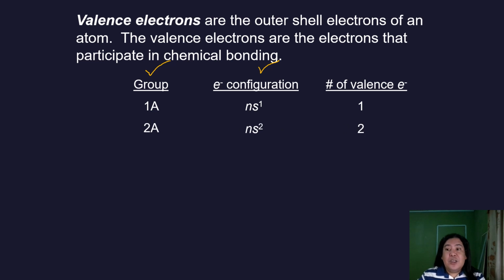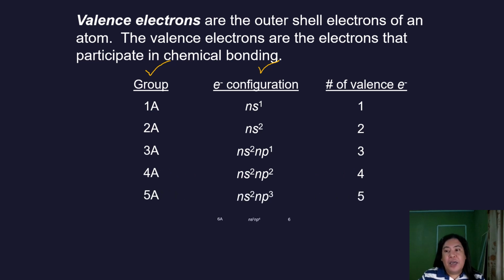Okay, so pagdating sa 2A, 2 ang valence electron, 3 is 3, then 4 is 4 valence, 5, 6, and then 7. Pagdating sa 8, so we all know that kung group number is equal to the valence, so pag sa group 8, the valence electron is already 8.